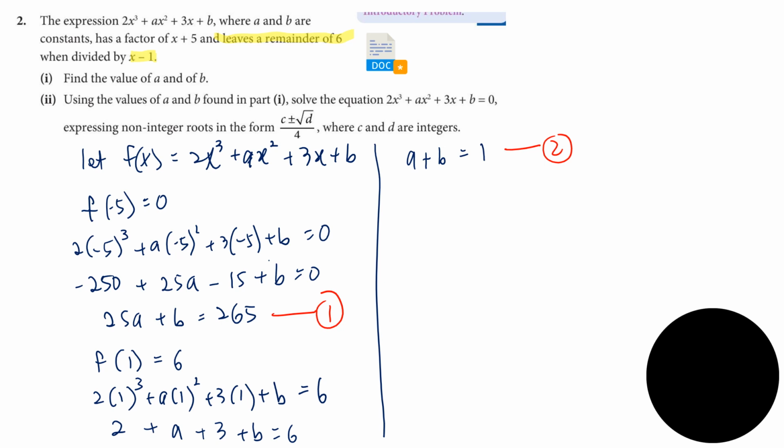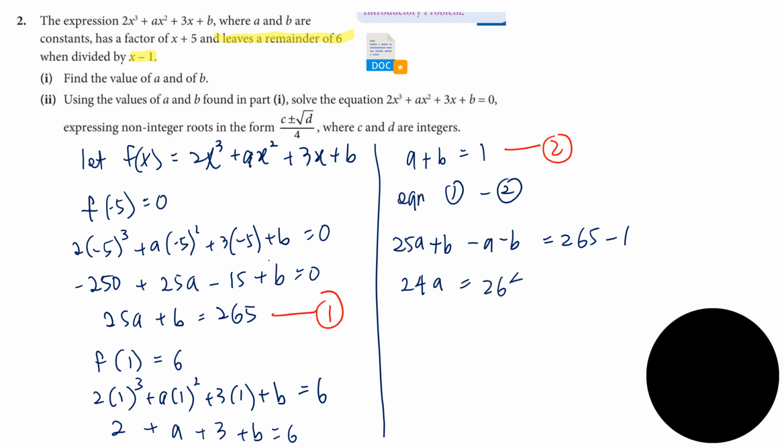Okay, so I want to solve simultaneous equations. So I can take equation 1 minus equation 2. I will get 25a plus b minus a minus b equals 265 minus 1. So I will have 24a is 264. a equals 11. Is that right?